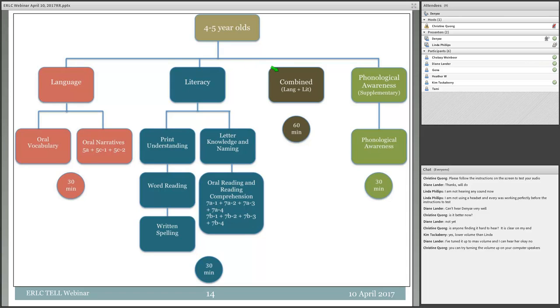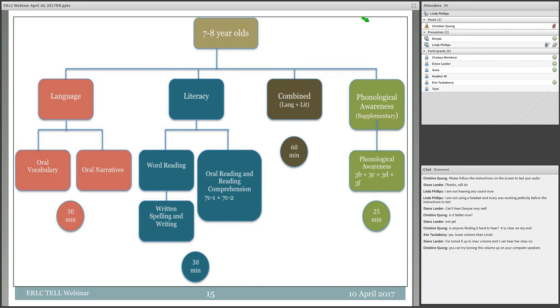And you may complete the entire test, which is the oral language and literacy sections, and it's shown here as combined. And then finally, there's phonological awareness. For these age groups, that would involve completing all 6 components. And again, this can be administered separately, combined with oral language testing, or combined with literacy testing.